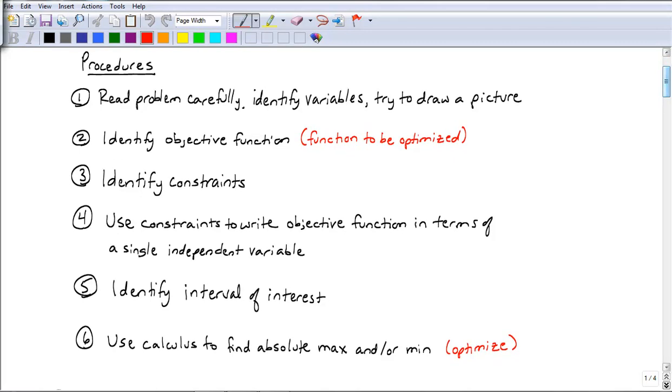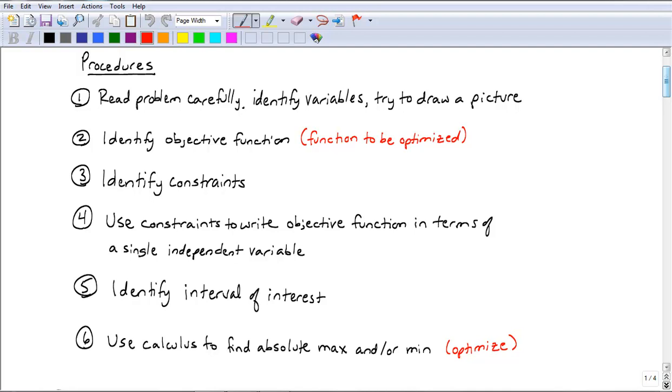This is kind of the procedure. You can find this in the book as well. The first thing you should do is read the problem carefully and identify the variables. It helps to draw a picture a lot of times. So if possible, you should try to draw a picture. It helps you organize the information. The second thing to do is identify the objective function. Objective function means it's the object of our work. We're going to optimize this function.